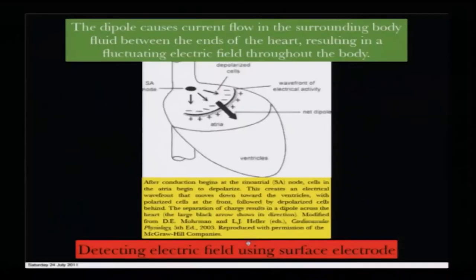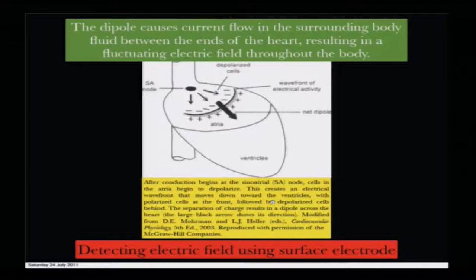So, this is exactly what the slide is telling you, followed by depolarized cells behind. The separation of charges, this is very important to read. The separation of charges results in a dipole across the heart. The large black arrow shows this direction. Follow this black arrow. This is how the direction is moving.